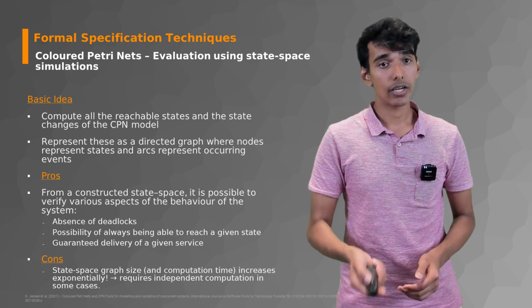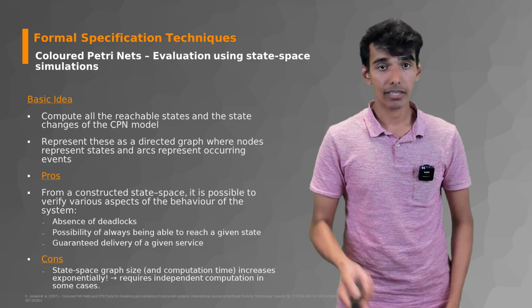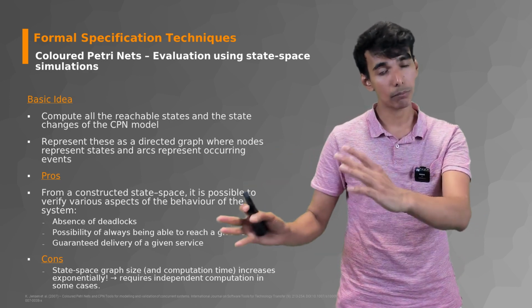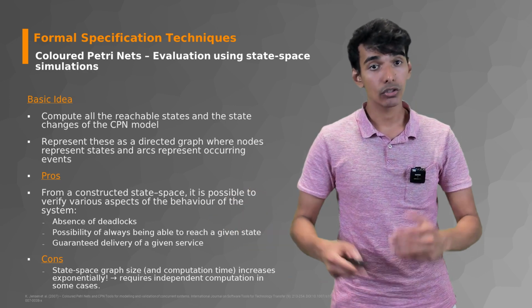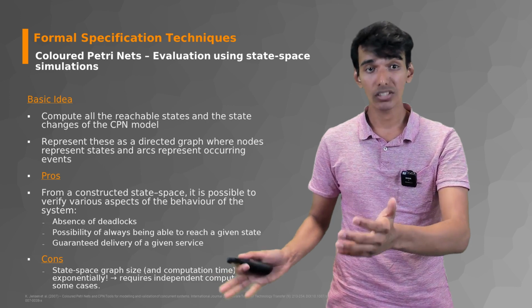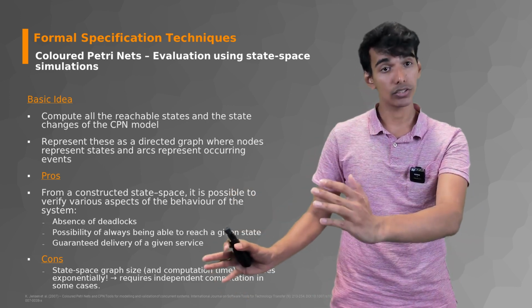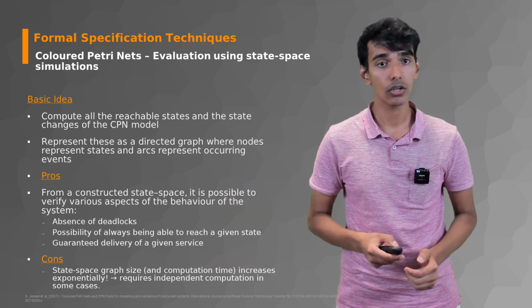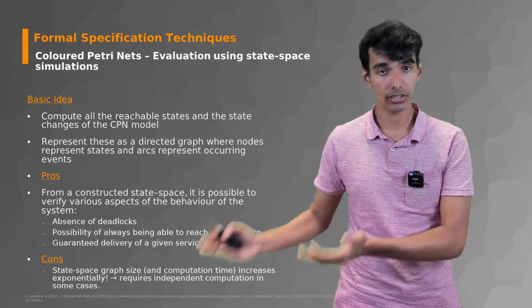You can also have something like a guaranteed delivery of a given service. For example, you can always know if there is a specific part of your model that is not reachable. If you know that there is a particular part of your model that is not reachable, you essentially know that this part of the service might not be delivered. So this is something that you can know. If certain conditions are satisfied, you know that the service is guaranteed.